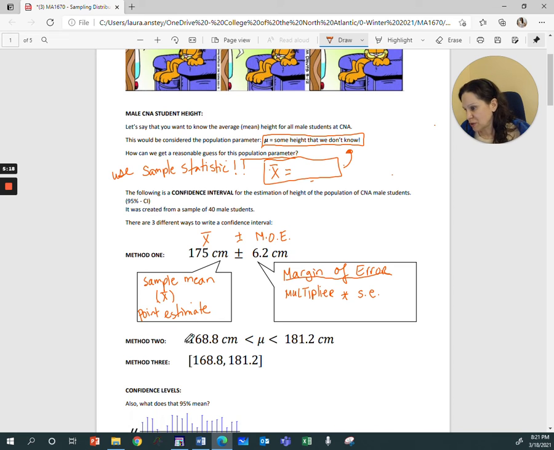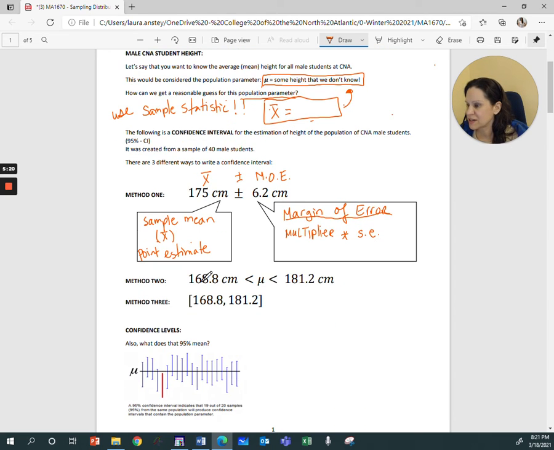Method 2, notice here how I've got 168.8 centimeters is less than mu, which is also less than 181.2 centimeters. So we're saying that the population mean is somewhere in between these two numbers. Now, where did those two numbers come from?